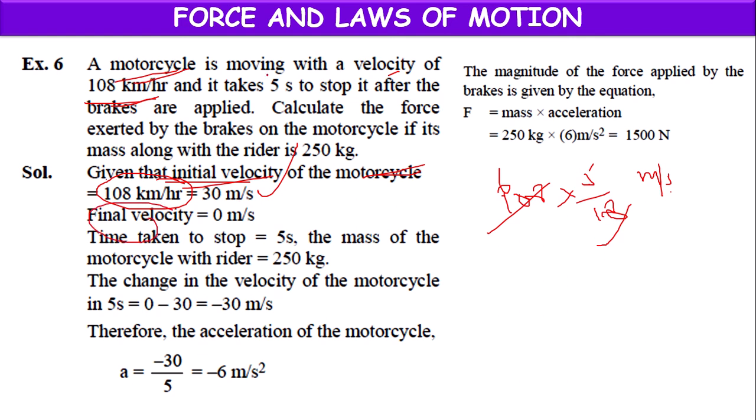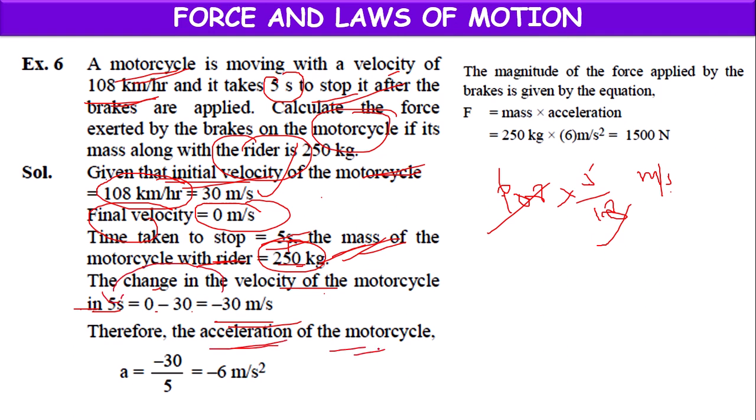Final velocity means finally it has stopped. So final velocity will be 0. So time taken to stop how much? 5 seconds time. 5 seconds. So mass of motorcycle along with the rider 250 kg. Now change in velocity of the motorcycle is 0 minus 30, minus 30 meter per second. It happened in 5 seconds time interval. Therefore acceleration is change in velocity by time, minus 30 by 5, which is equal to minus 6 meter per second square.